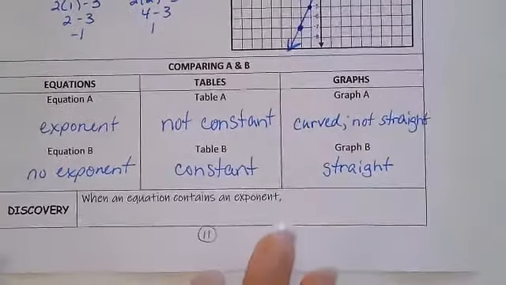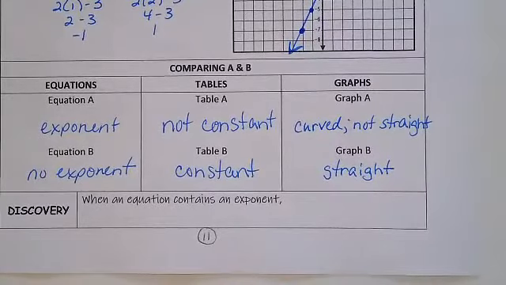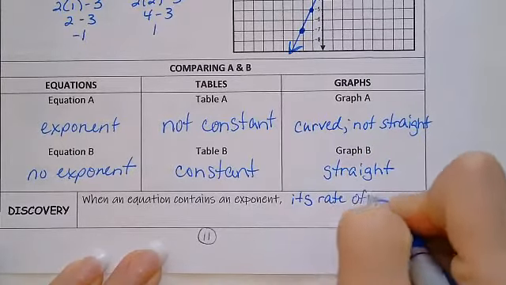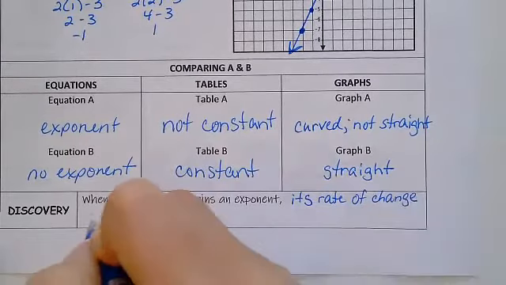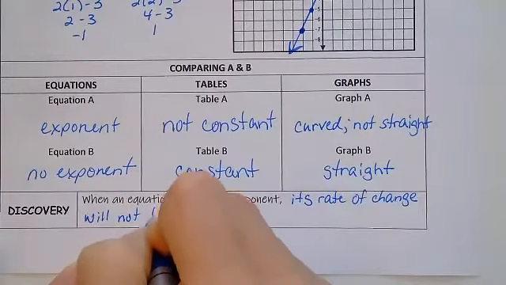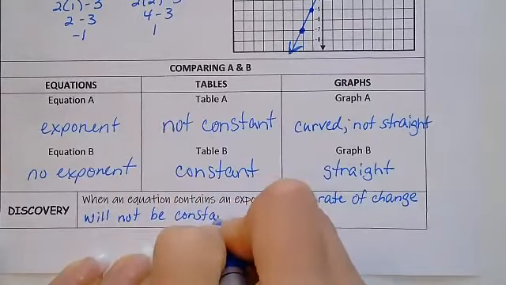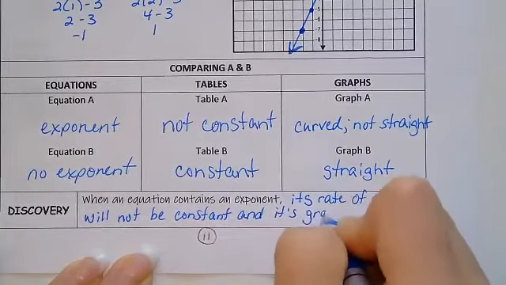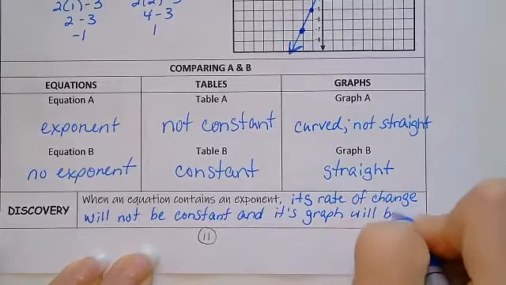All right, so comparing equation A, equation B, table A, table B, and graph A, graph B, we can determine that when an equation contains an exponent, then its rate of change will not be constant and its graph will be curved.